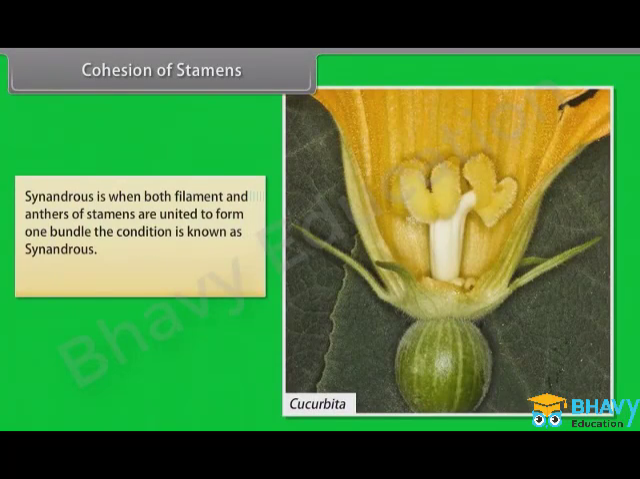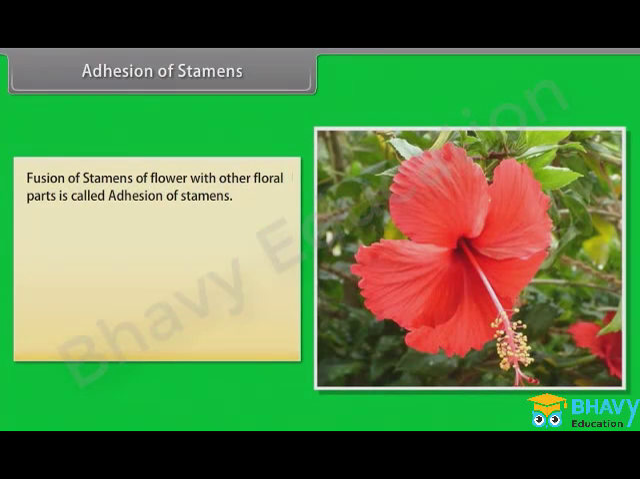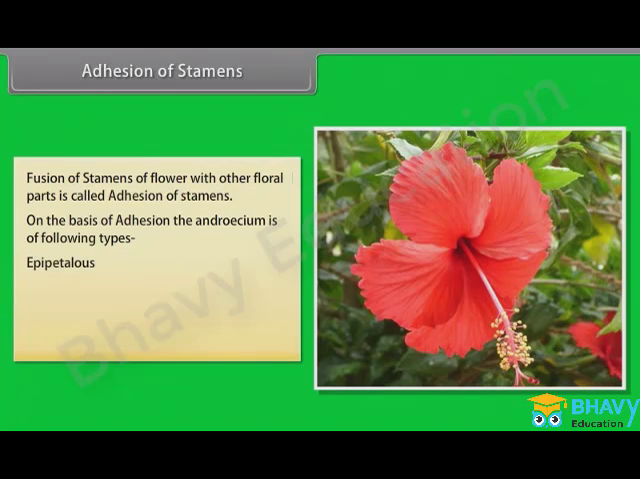Synandrous is when both filaments and anthers of stamens are united to form one bundle. Example: Cucurbita. Adhesion of stamens. Fusion of stamens of a flower with other floral parts is called adhesion of stamens. On the basis of adhesion, the androecium is of the following types: Epipetalous, Episepalous, Epiphyllous, Gynandrous.